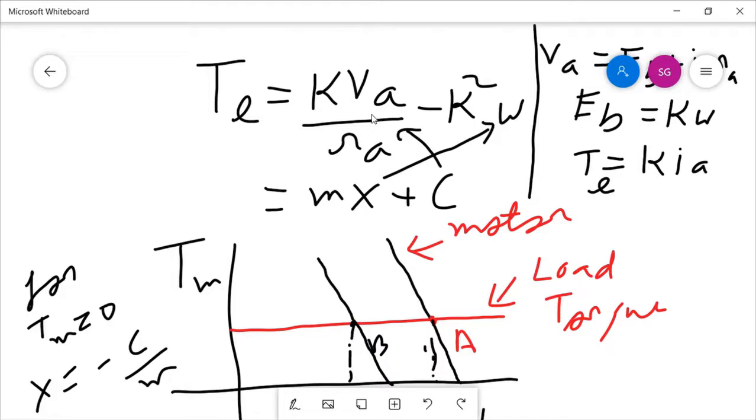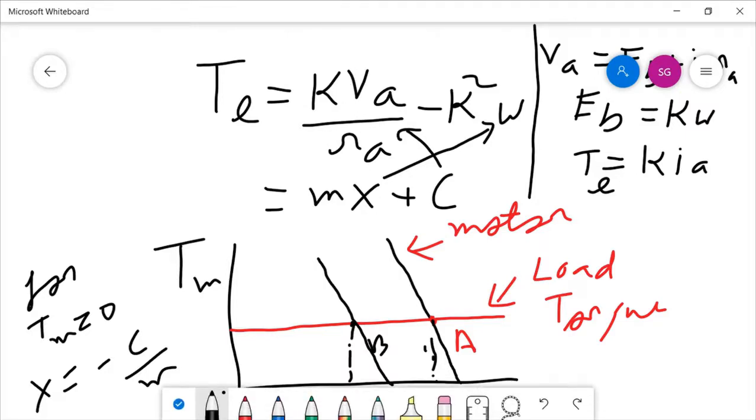Till now in your DC motor studies, you have learned how we can change the armature voltage of a DC motor. We have learned the method through a DC to DC chopper. We have also implemented that to design the speed controller of that DC motor. So this VA will now become D into Vs, where Vs is the supply voltage to the chopper and D is the duty ratio.